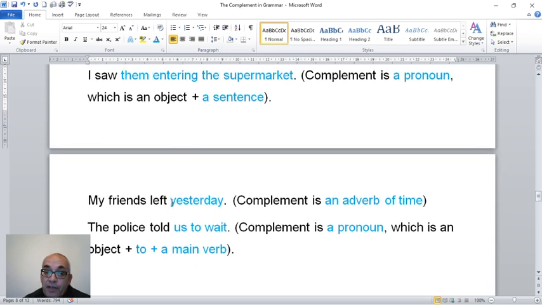My friends left yesterday. The complement is an adverb of time. The police told us to go. The complement is a pronoun, which is an object, and to and a verb.